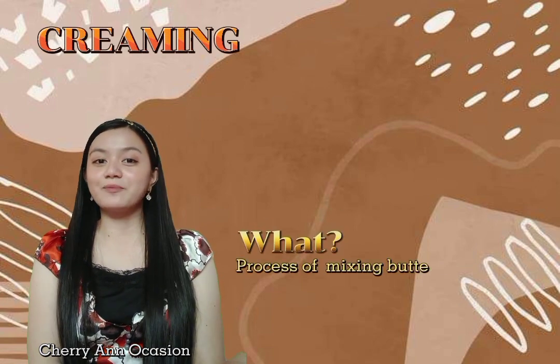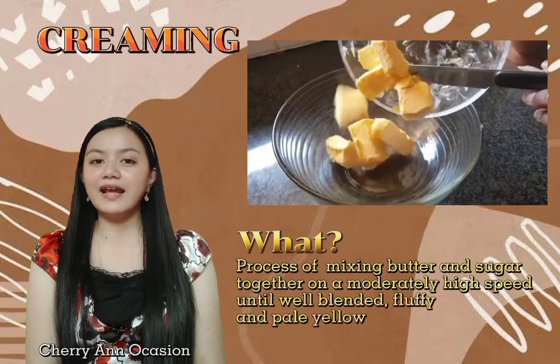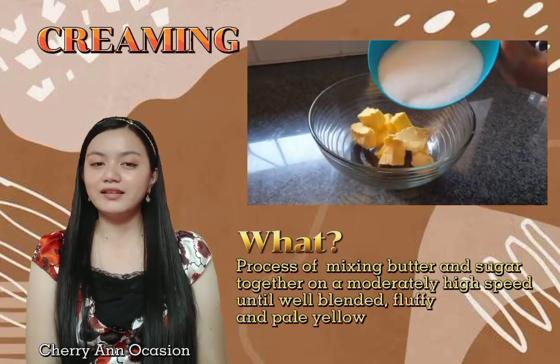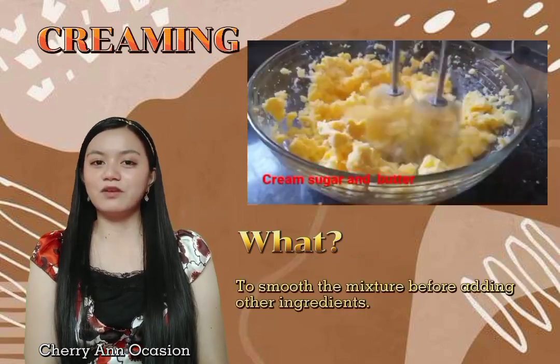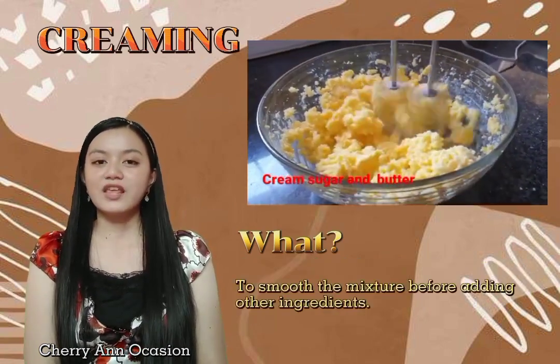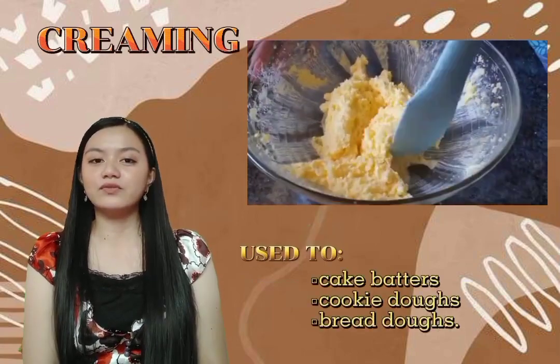So next is cream. Creaming is the process of mixing butter and sugar together at a moderately high speed until well blended, fluffy, and pale yellow. It's used to smooth the mixture before adding other ingredients. This is most often used to make cake batters, cookie, and bread doughs.